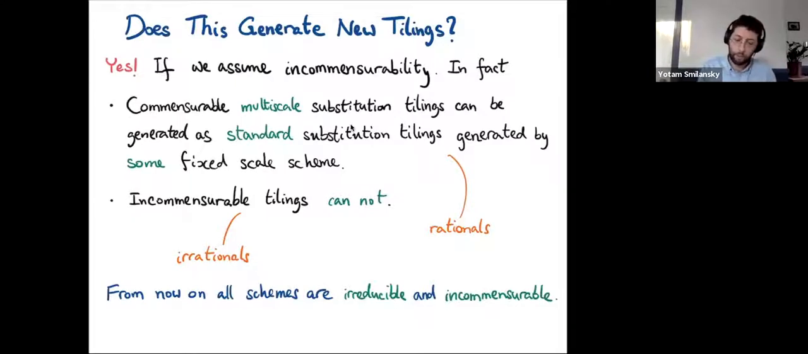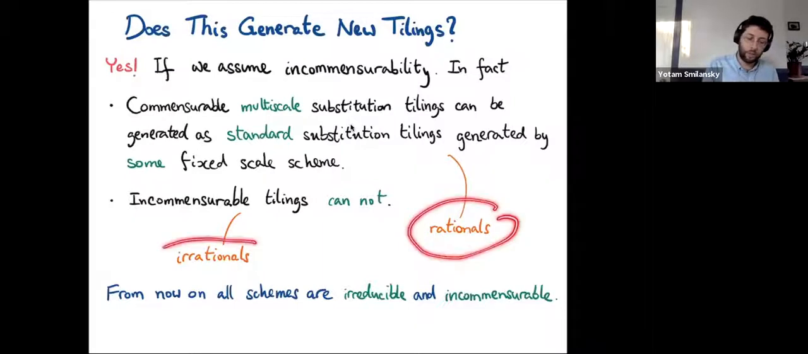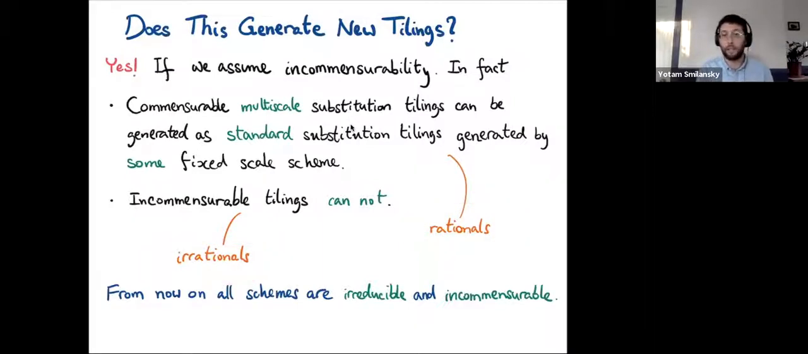So you can think about the commensurable tilings or schemes as the rationals and the incommensurable tilings as the irrationals. This is not a generalization, right? The irrationals are not a generalization of the rationals, they're the complement. So our results do not hold for the Penrose tiling. Well, most of them hold for the Penrose tiling because many people did great work before us. But our results, as they are, cannot be applied to the Penrose tiling.